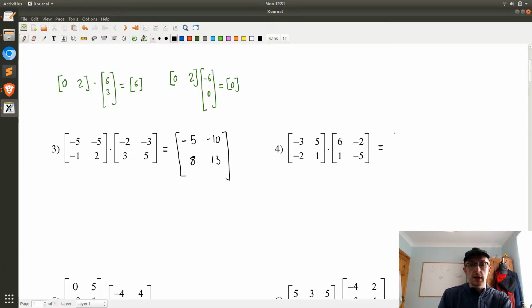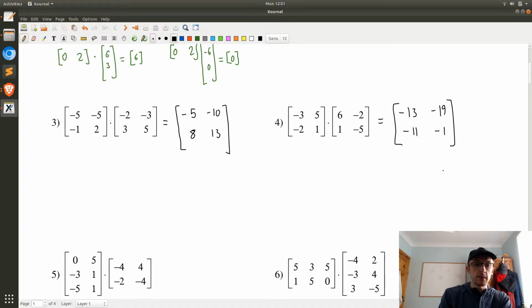This one is defined and really much the same. So we'll just see how much we can do in our head. That would be negative 13. This would be negative 19. Negative 11. And negative 1, I believe.